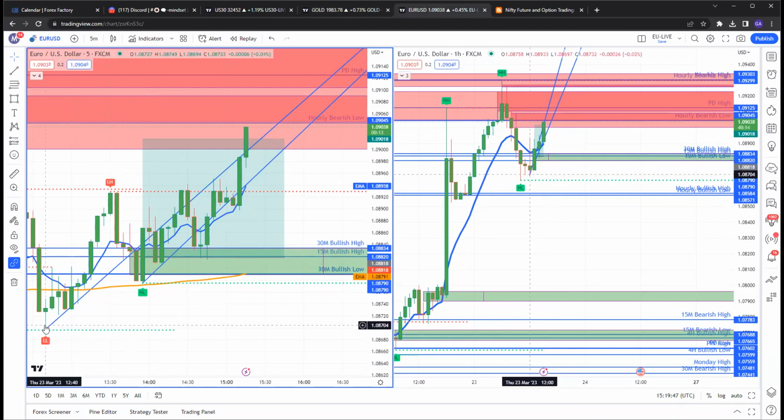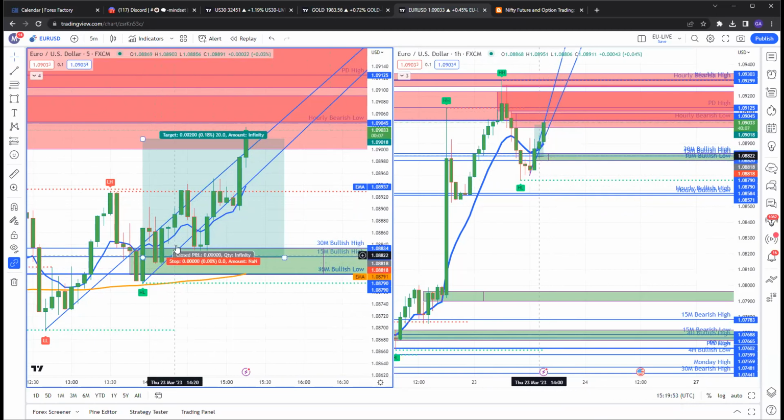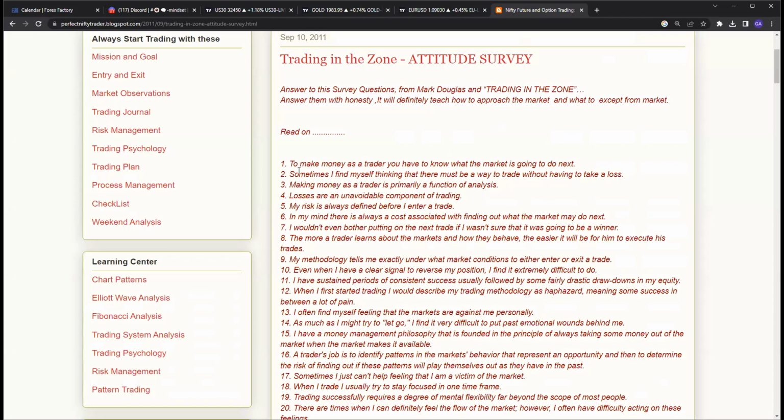We had our confluences, we had our trend lines. So honestly, did I know EU was going to go up? No, I don't know whether EU is going to go up, but it was more probable based on our strategies. So, to make money as a trader, do you have to know that? No, you do not. If you answer yes to this question, then you need to go back and see why you think so.